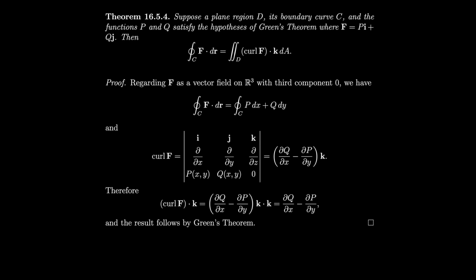We take all the partials, put them in the second row, and we take P, Q, and 0 and put them in the third row. So computing the curl gives us the partial of Q with respect to x minus the partial of P with respect to y. So the curl of F dotted with k is Qx minus Py for the k component, because that was what we got for the curl, dotted with k. So that's great. That means we just have partial Q with respect to x minus partial P with respect to y. That's exactly what Green's theorem says.